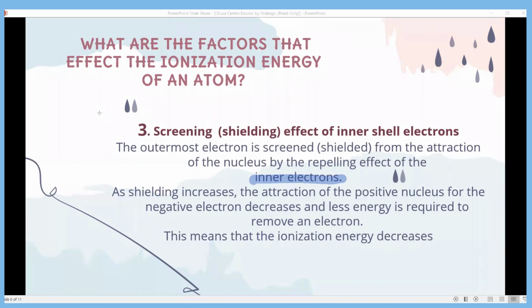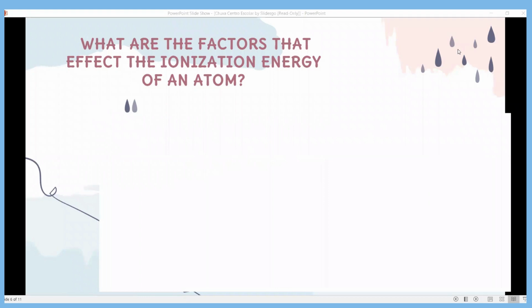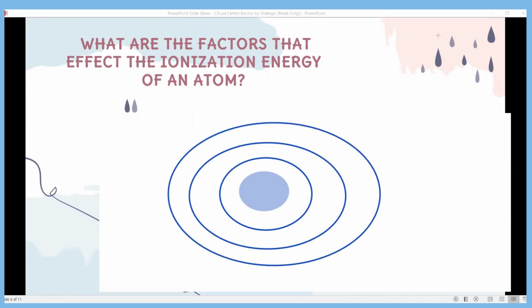So if we are trying to put this into a diagram, let's say this is the nucleus, and here we have 3 energy levels. This is where we are going to have our last electron, that is the electron from the outermost energy level. The electrostatic attraction between the nucleus and the outermost electron is shielded by the electrons from the inner energy level.